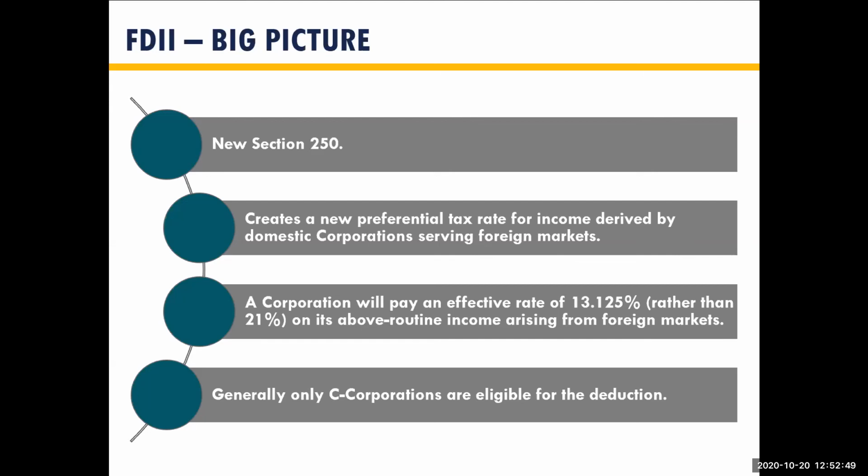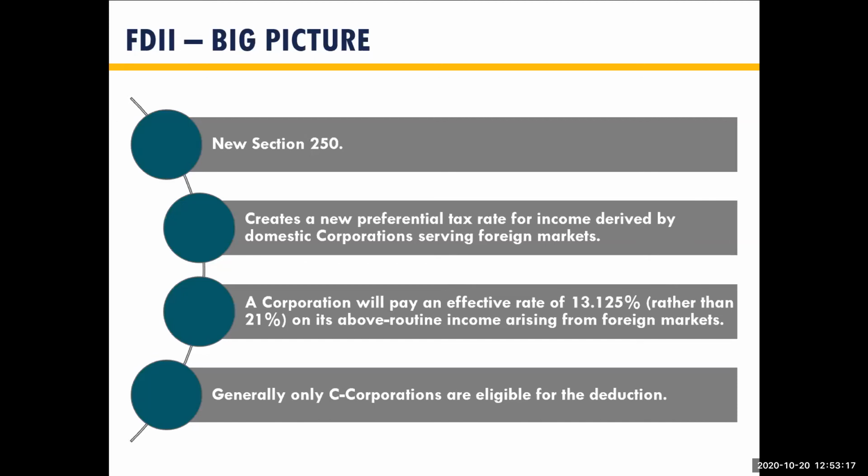But essentially, FDII, foreign derived intangible income, is a new tax benefit that was created under the 2018 Tax Cuts and Jobs Act. So this is created under Internal Revenue Code section 250, and it applies primarily to C corporations. Pass-through entities really aren't eligible for this deduction.